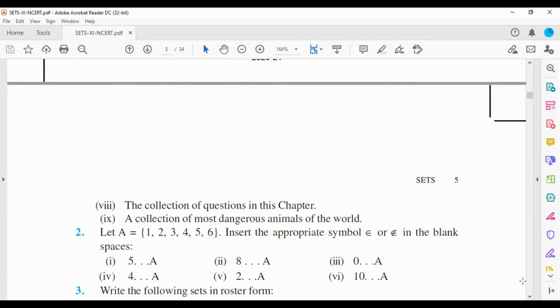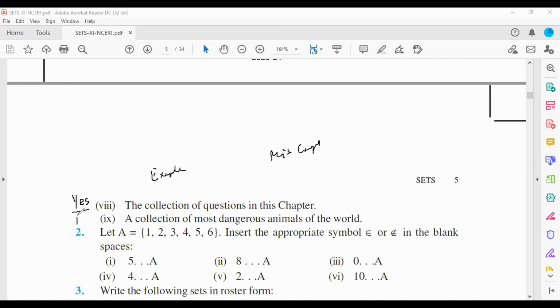There is 8 and 9 also. Collection of questions in this chapter. Yes, it is a set. Why not? All right, from example 1 to the end of all miscellaneous examples and all exercises, you can count and give the total. Yes, it is a set.